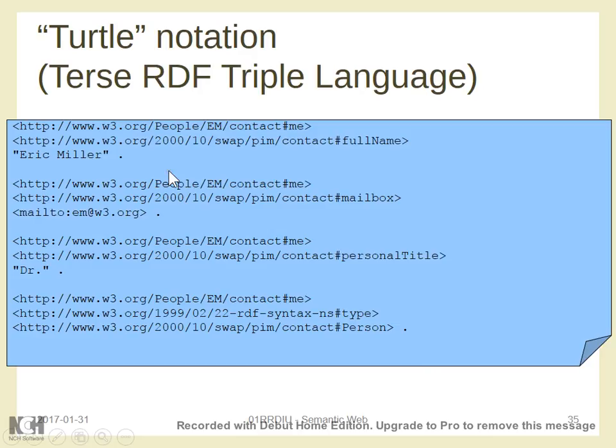And actually, it's just a list of triples. So we have four statements in this case, and each of them is represented by a subject, a predicate, and an object. URIs are enclosed in angular brackets. Literals are enclosed in double quotes. A full stop at the end of each statement. That's it. This is all the syntax that we need in this case. Okay.